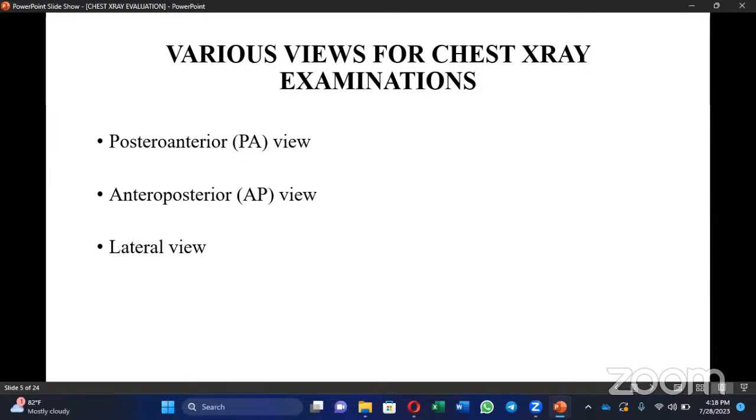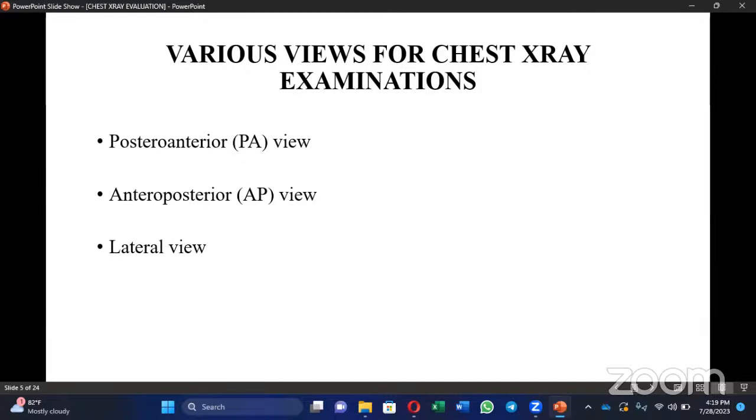The posterior anterior view means that the X-ray was taken with the patient facing the detector, erect, with the back to the X-ray source. So the radiation was introduced to the posterior aspect, or the back, of the patient, and then it exits through the anterior part of the patient.